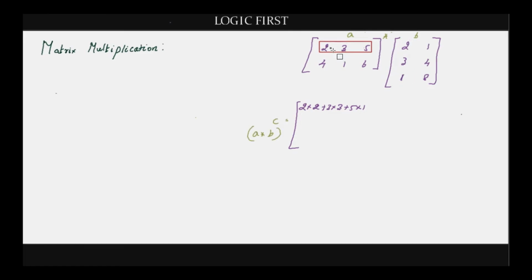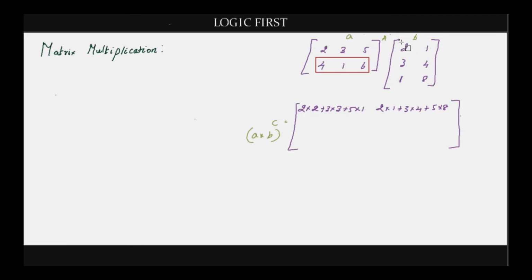Now let the first row be here as such, but let's take the second column in matrix B instead of first. Again you have to do the same corresponding multiplication and then addition. So it's 2 into 1 plus 3 into 4 plus 5 into 8. Now we are done with the first row, you have to move to the second row.